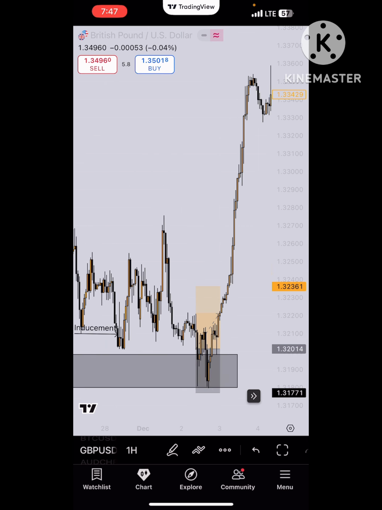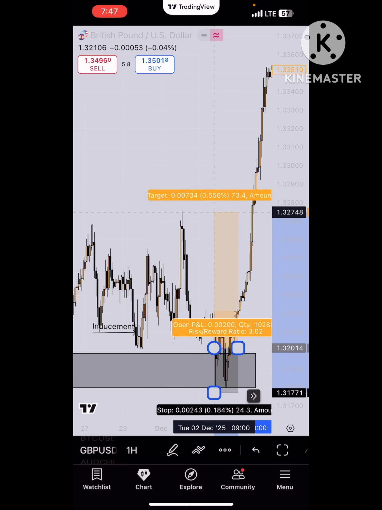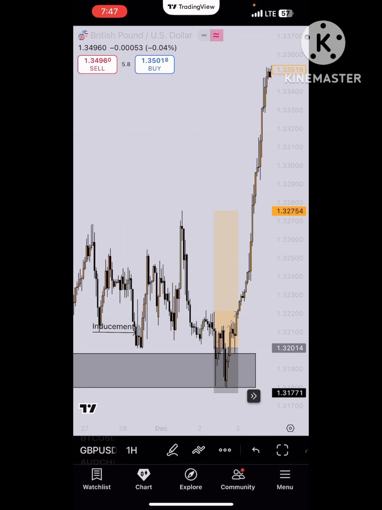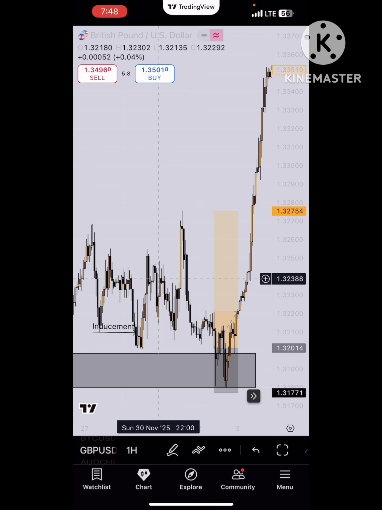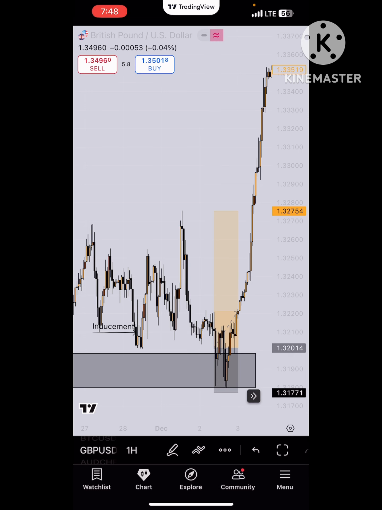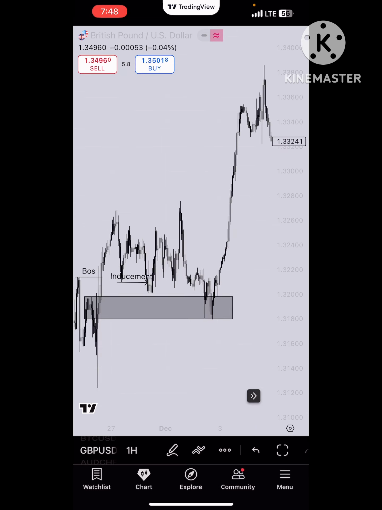This should be your stop loss. Then your TP will be where? Your TP will be here. But for a safer entry, let me give you a safer entry. You can go onto the lower time frame, which in this case is the 5 minutes, and enter on the 5 minutes. So let me show you guys how that works.